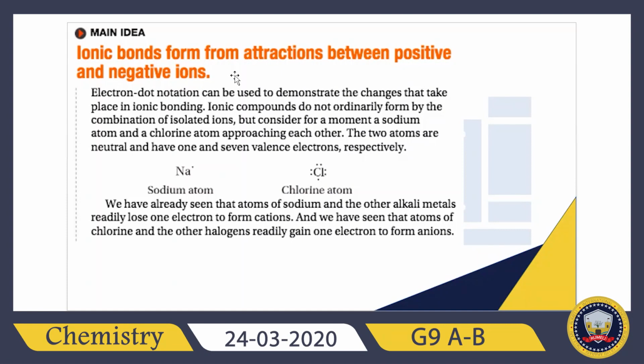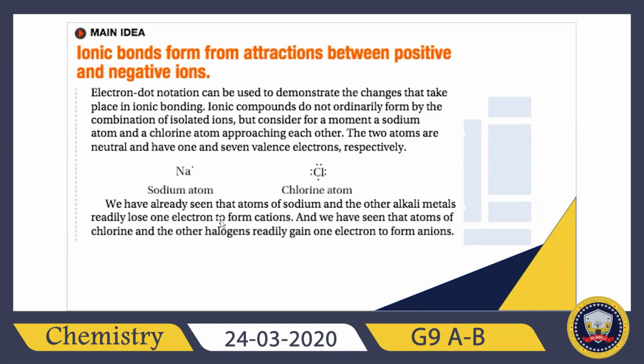Now, for example, you have here a sodium atom and you have here a chlorine atom. This is neutral sodium. Remember the dot, the Lewis structure. We only draw the valence electrons, the electrons in the outer shell. And here also for chlorine, it is 7 electrons. This is 7 valence electrons, the electrons in the outer shell, or we call it the valence shell.